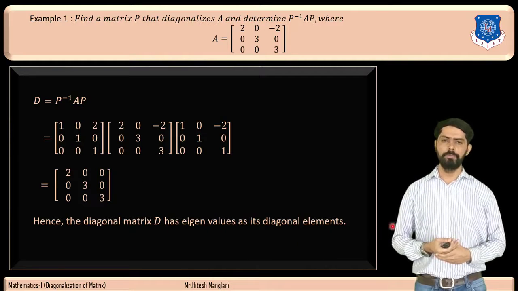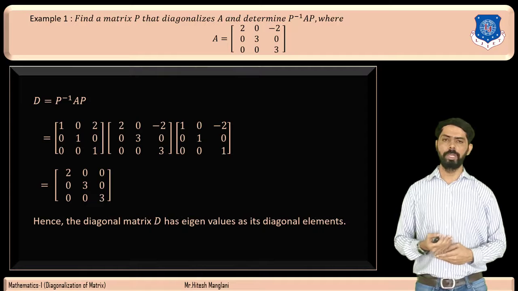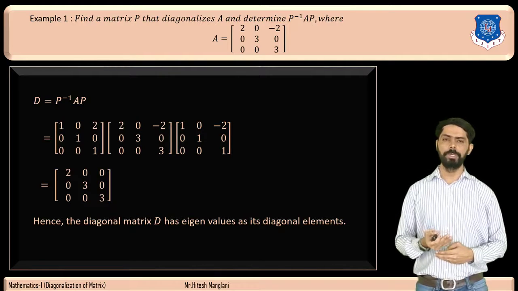So in today's lecture we have discussed how to find the model matrix P and the diagonal matrix D.